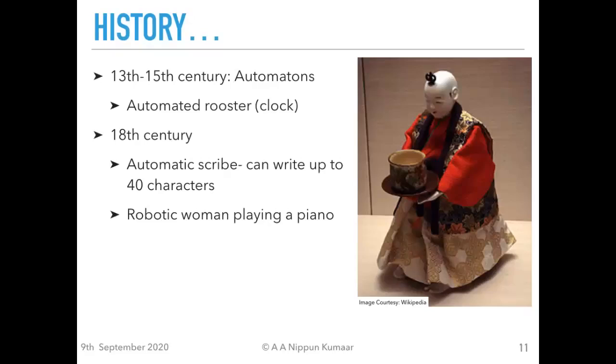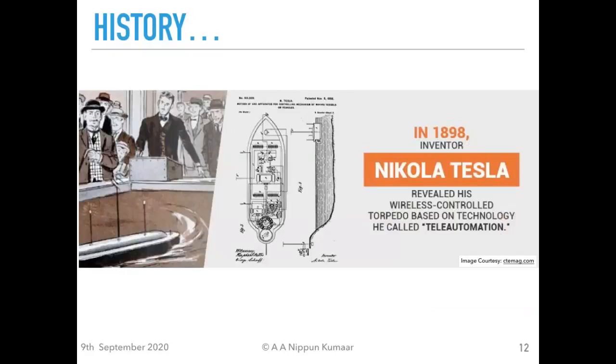Then coming back to little recent times compared to the 15th century, Nikola Tesla revealed his own invention. It's a torpedo control, basically, and teleautomation. So this was in 1898. So that was the first kind of robot.